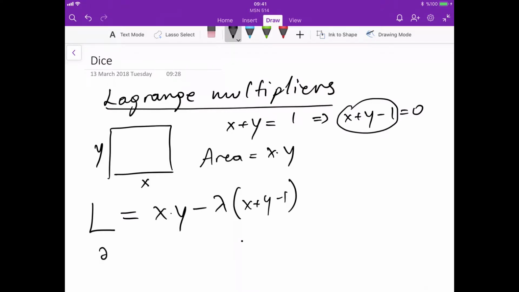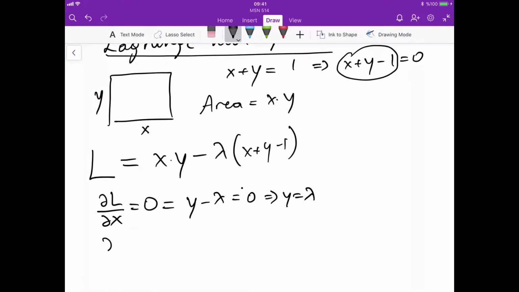So how do you do normally optimization? You take the derivative and set it to 0, right? So what do you get? If del L over del x is 0, you have y minus lambda equals 0, which means y has to be lambda, right? You can also use del L over del y equals 0. What do you get from here? x minus lambda equals 0, which gives you x equals lambda, right?